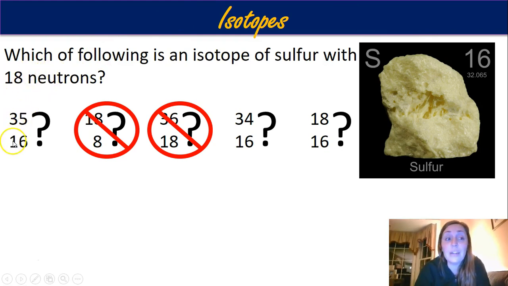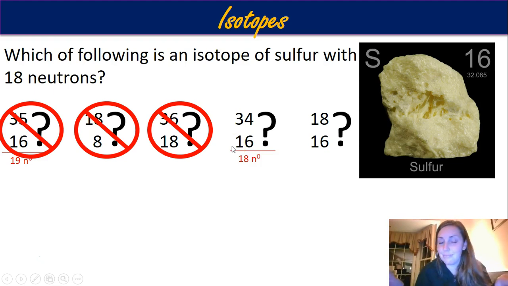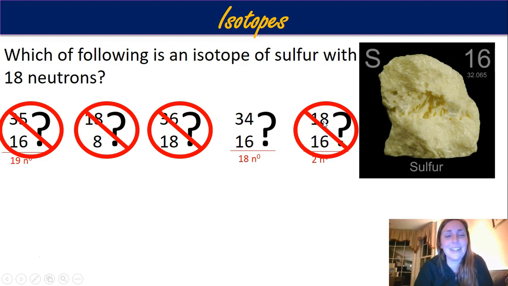The next thing we want to know is get rid of the ones that don't have 18 neutrons. So to find neutrons, I'm going to subtract. So 35 minus 16 is 19 neutrons. So this isn't the isotope we're looking for. 34 minus 16 is 18 neutrons. Ta-da! Now let's check my next answer just to be sure. 18 minus 16 is 2 neutrons. This isn't even possible as an atom, but that's definitely not the answer. So you have your answer. It is the fourth one.